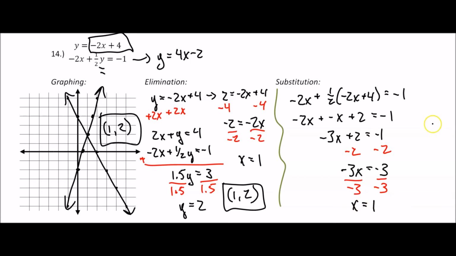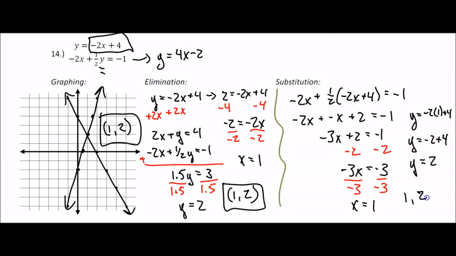That original equation of y equals negative 2x plus 4, I just plug that x value in. Okay, and now it's just simplifying. It's negative 2x plus 4, or sorry, negative 2 plus 4, so y equals 2.